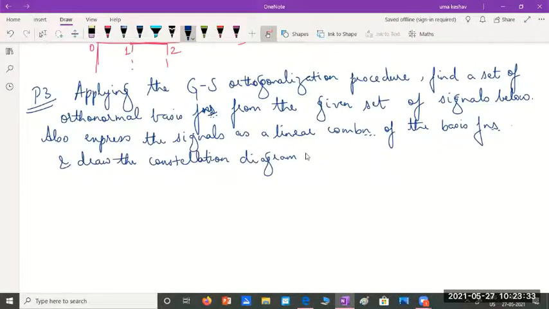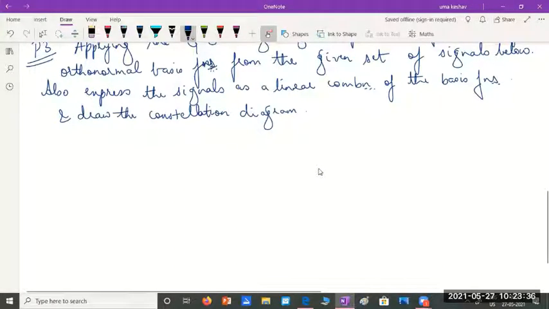Okay, so this is a little more extra than what we have done before. So he's asking you to apply the Gram Schmidt orthogonalization procedure and first find the basis functions. Remember phi 1, phi 2 orthonormal basis functions you should find first, and then you have to express the given signals as a linear combination of those basis functions, and then also draw the constellation diagram representing the signals. Okay, so what are the given signals? I'll plot the signals.